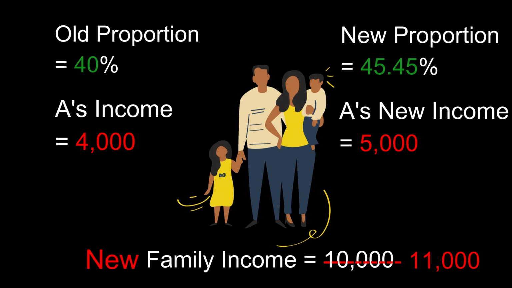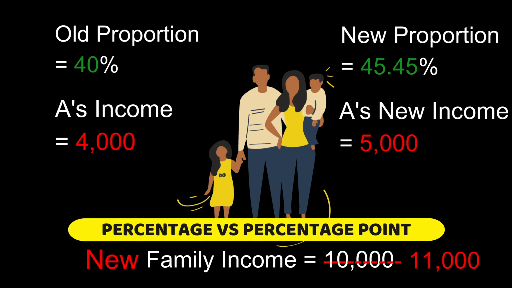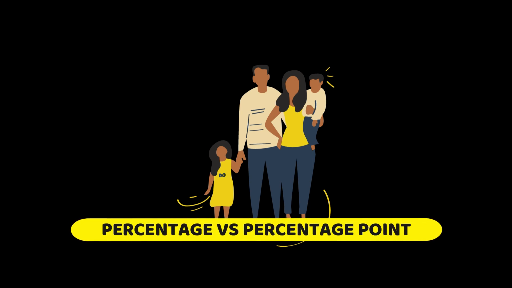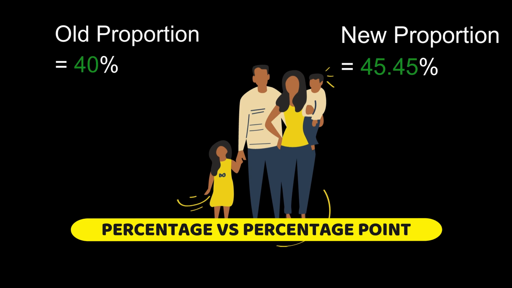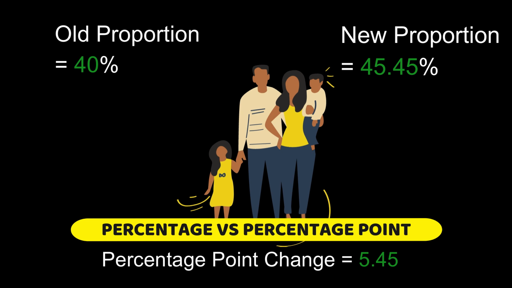Second mistake that people often end up making is not understanding the difference between percentage and percentage point. Percentage point is simply the difference between two percentages. So if earlier the proportion of A with respect to the family income was this and now it's this, so the percentage point difference is this.